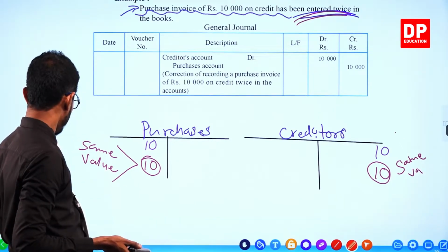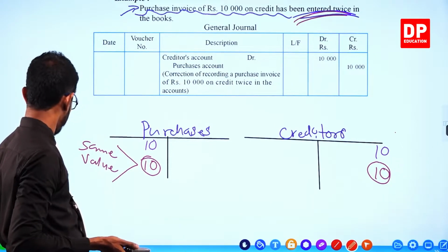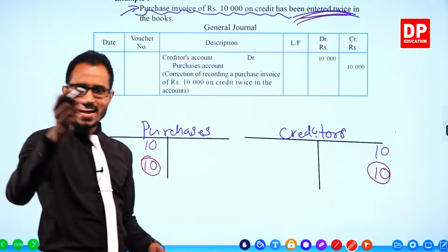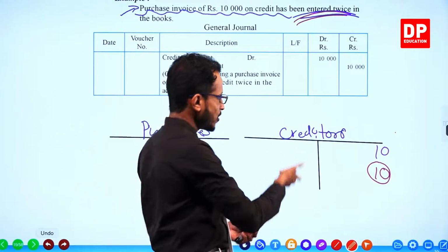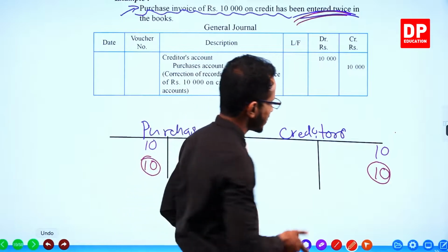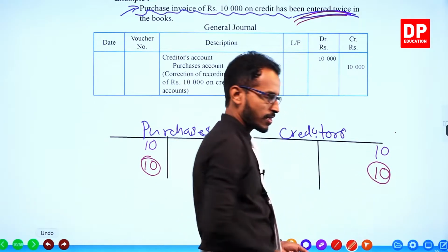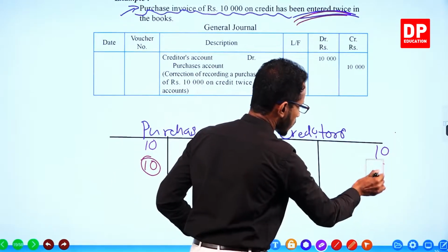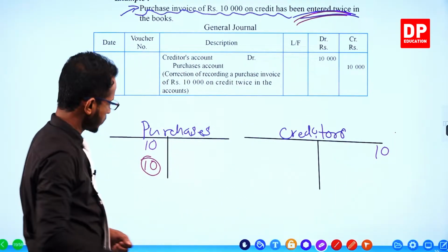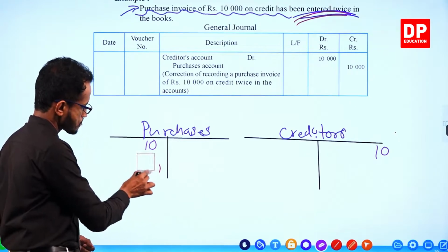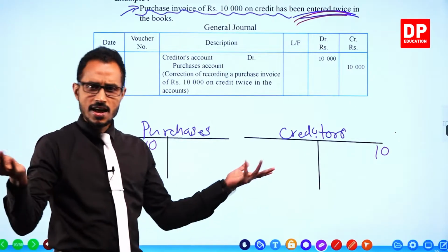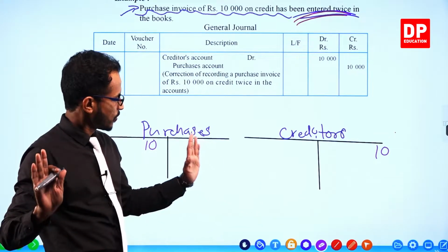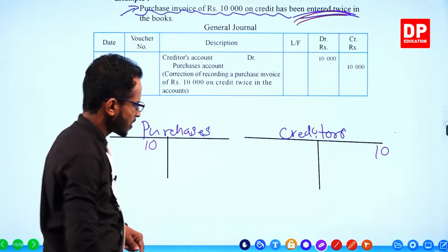So what to do to correct this? You take an eraser, go to your accounts, erase it. Take an eraser, erase it. This one also, erase it. Done. Now you have the correct entries.